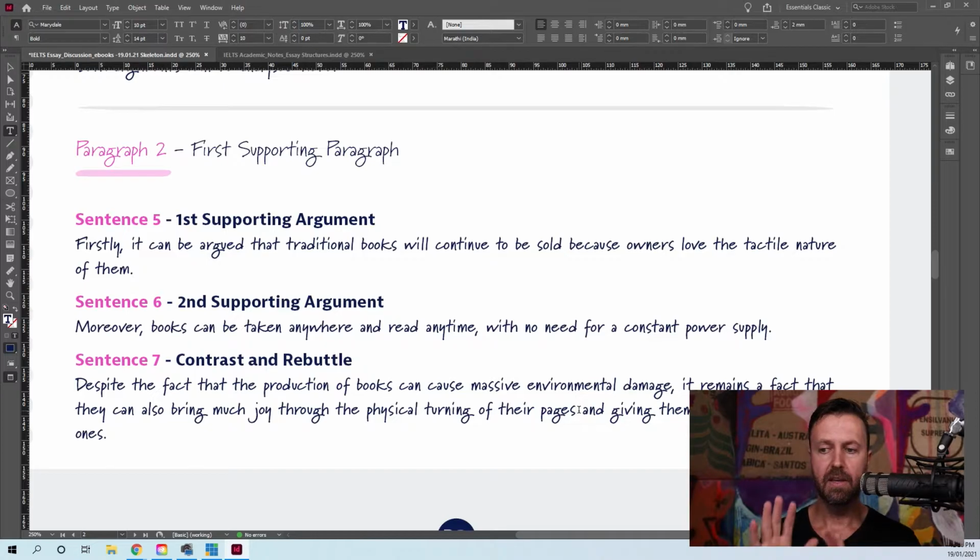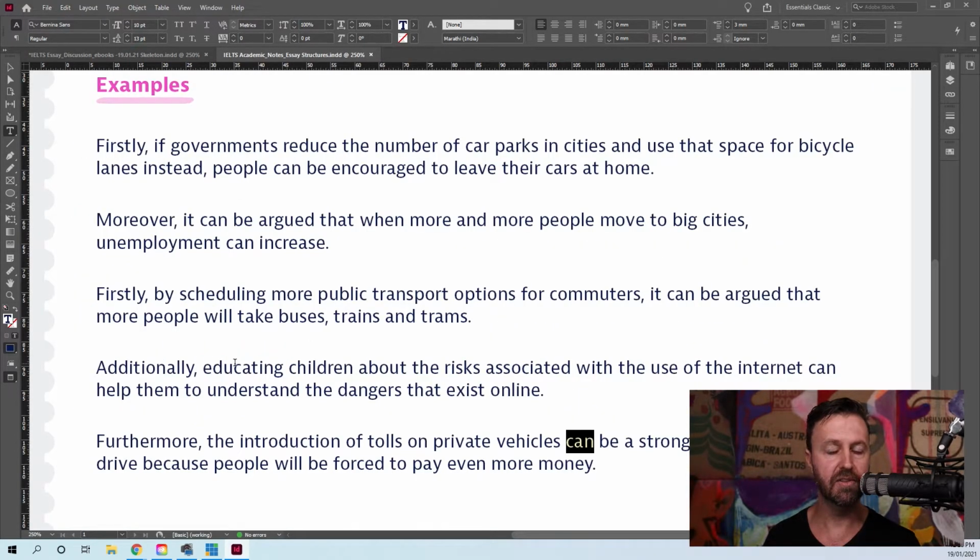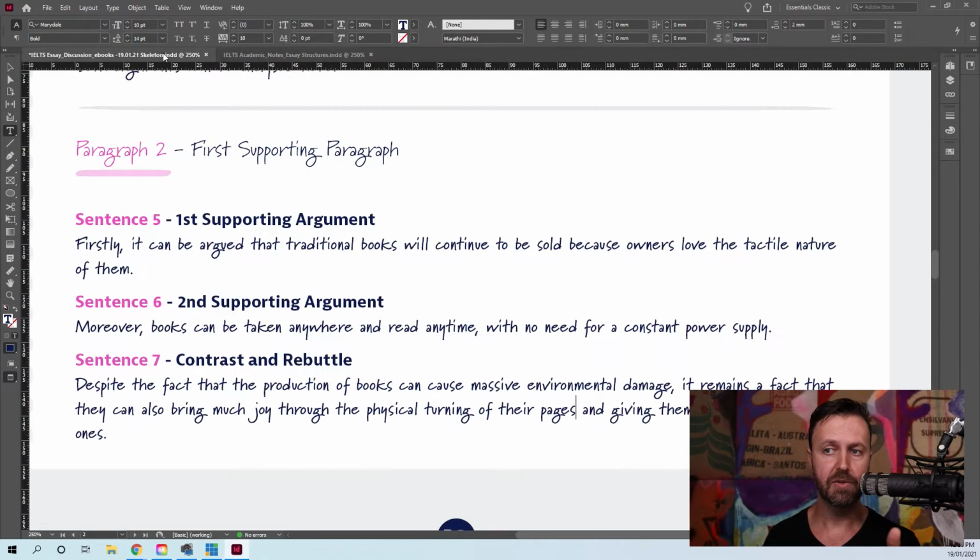Cool. Let's pause here and go back and look at the grammar for a moment. And what I want to do now is compare these 5 sentence structures that we talked about before to what we're doing now. So firstly, it can be argued that traditional books, okay? Traditional books is the noun. Nouns are followed by modal verbs. We've got here, it can be argued that traditional books will continue to be sold because owners love the tactile nature of them.